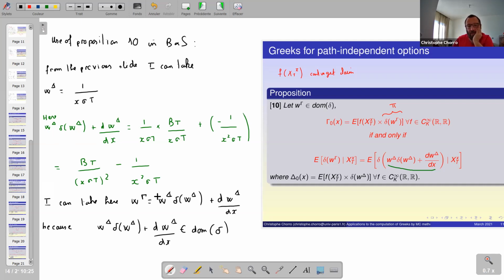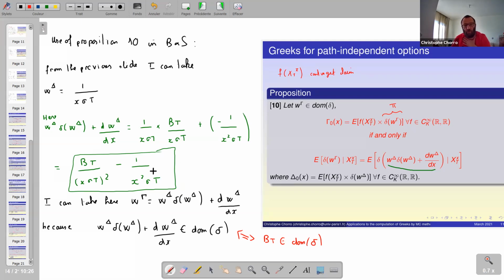Why? Because here my expression is given by this one. So why does this one belong to the domain of delta? To say that this one belongs to the domain of delta is equivalent to saying that B capital T belongs to the domain of delta. Why do I have this? Because here I multiply by a constant, so by linearity of delta, I have no problem with this. So in order to check that this one belongs to the domain of delta, I have to check that B capital T belongs to the domain of delta.